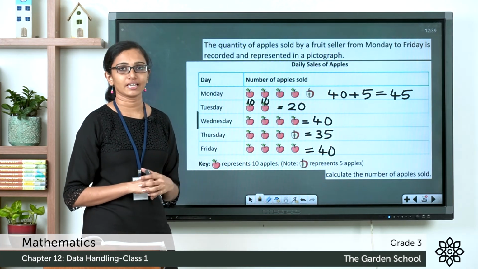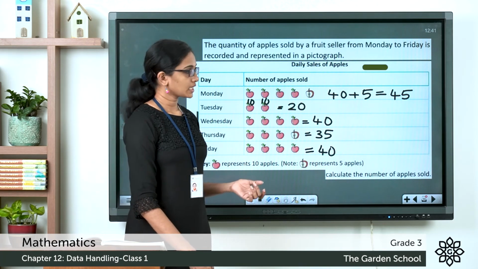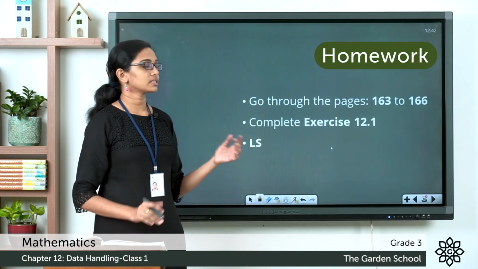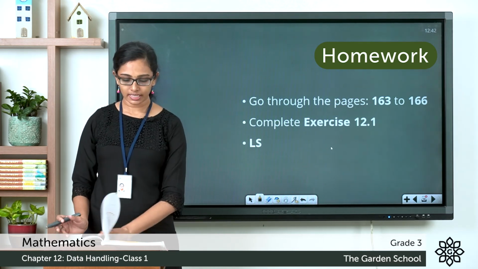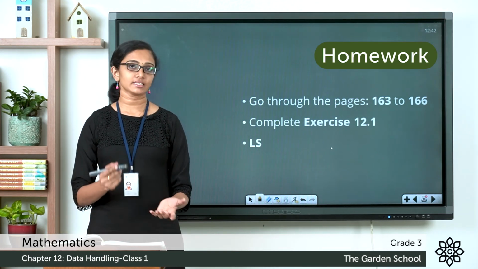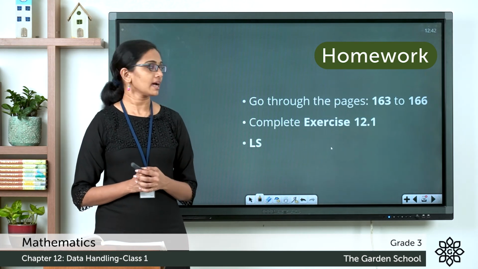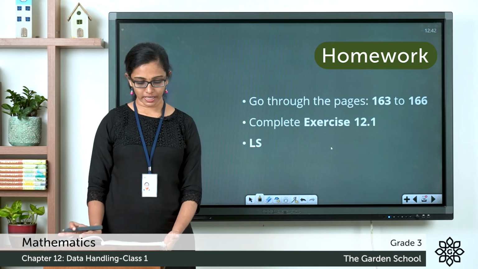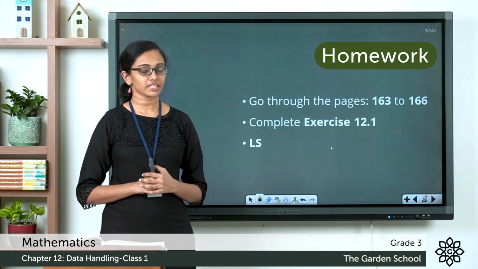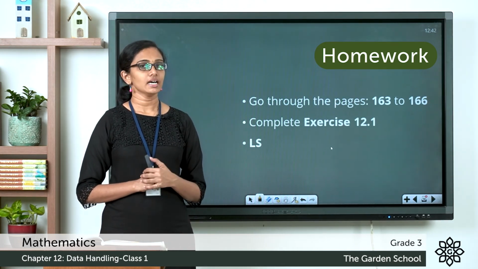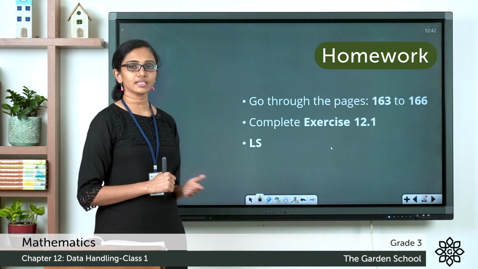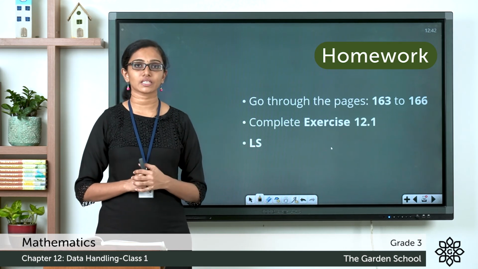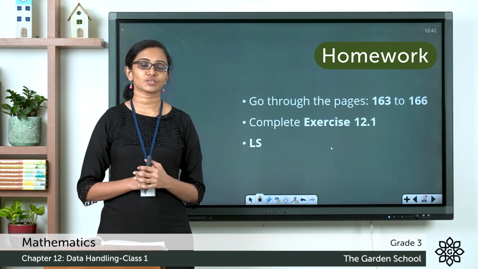Now, children, you have to go through these topics from pages 163 to 166. On page number 163, there is a let's recall session. Please go through that, and you have to complete exercise 12.1, which starts from page 166. And on page number 168, there is a life skill question under the heading LS. You have to go through that as well and do accordingly. Once you are done with all the activities, do take a picture and send it to us through Teams.